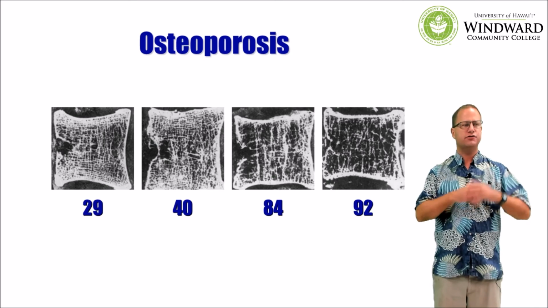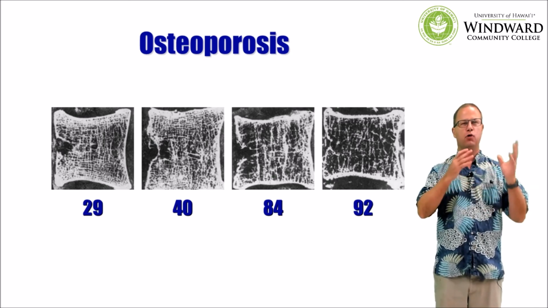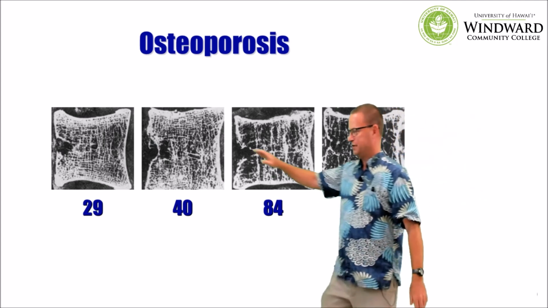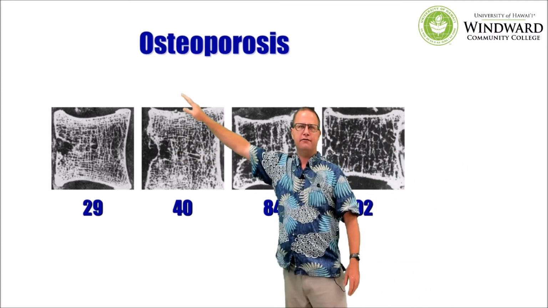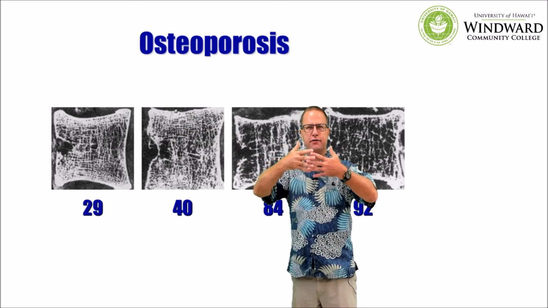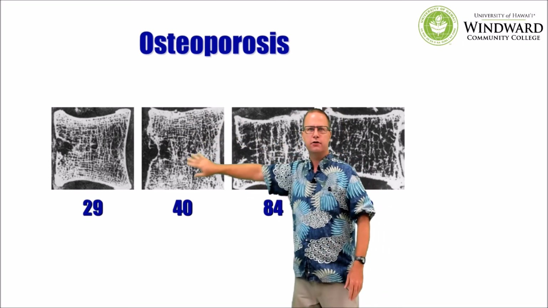Okay, this slide just shows a sequence of radiographs from a woman in her 20s, 40s, 80s, and 90s. So let's take a look first at the woman in her 20s. So again, this is a body of a vertebrae. You can see the inside there is made up of this spongy bone, and there's lots of lattices of those little trabeculae. Still looks good going into her 40s, looks fine.